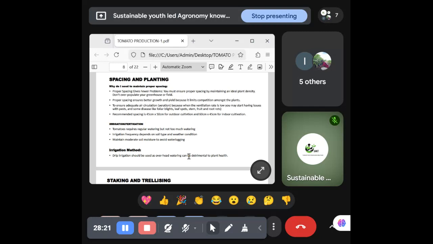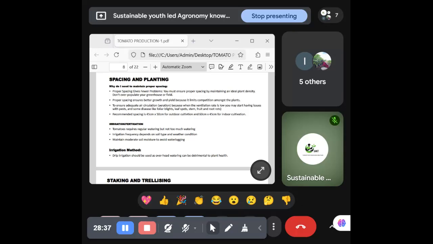Because when the plant is not able to get adequate airflow, rotting of the fruit can start, and then the root as well. It means that you will just suffocate the plant. They'll be looking for air, no air.